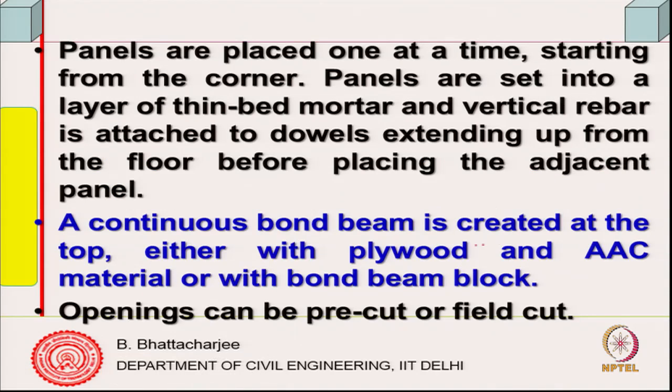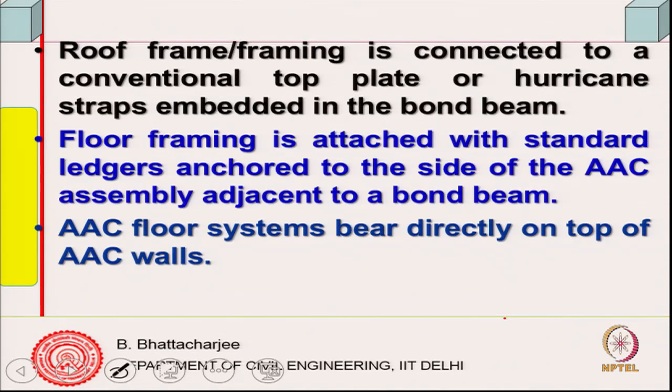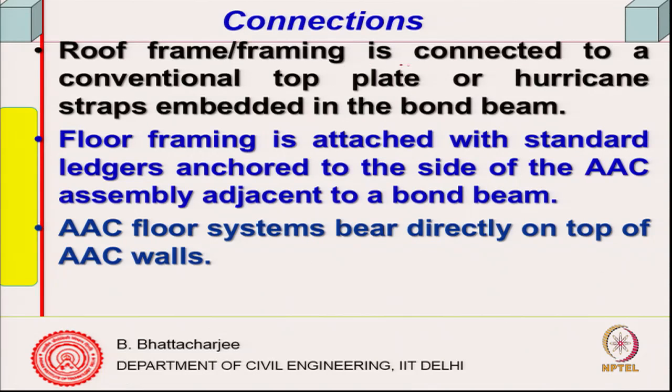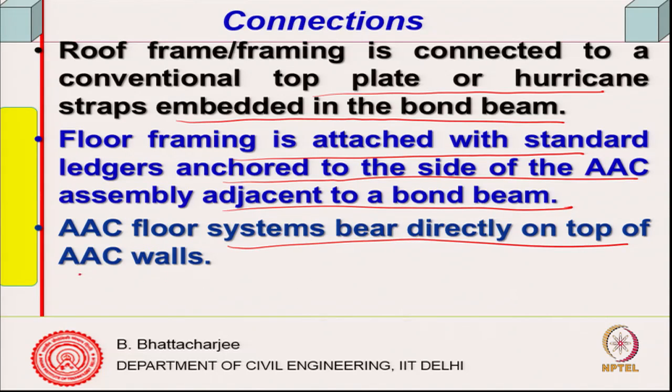All right. A continuous bond beam is created at the top either with plywood or AAC material with bond beam block, and openings can also be put in this sort of wall form. So, put pre-cut or field cut, whichever way you like. Field cut means you will have to cut with hacksaws. So, roof framing is connected to the conventional top plate or hurricane straps embedded in the bond beam. Floor framing is attached to standard ledgers anchored to the side of the AAC assembly adjacent to the bond beam. AAC floor systems bear directly on top of the AAC wall.